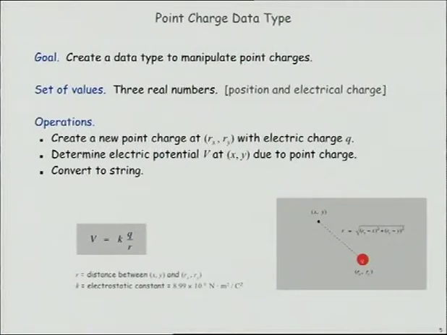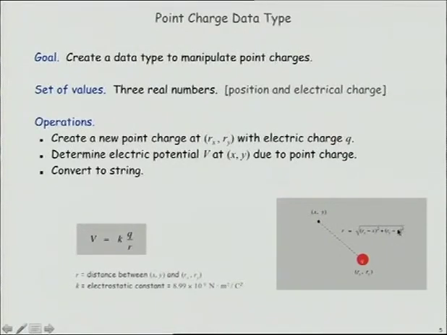So the example that we have over here is that we want to create a data type that manipulates point charges. Now you can imagine that we have here on the screen a particle, a point charge, and it is associated with a certain charge on it. And then what we're interested in is what is the potential at different points due to this charge.